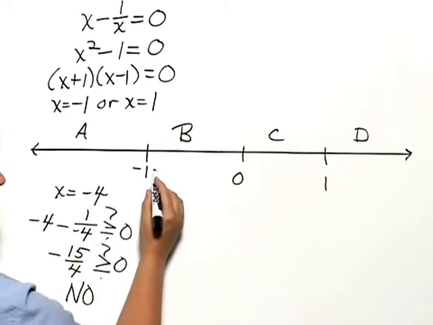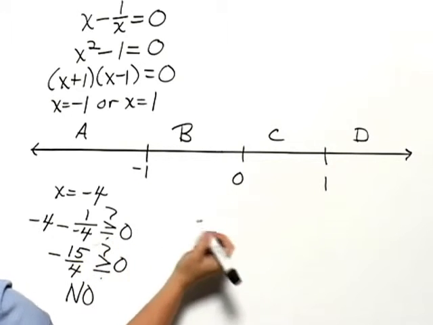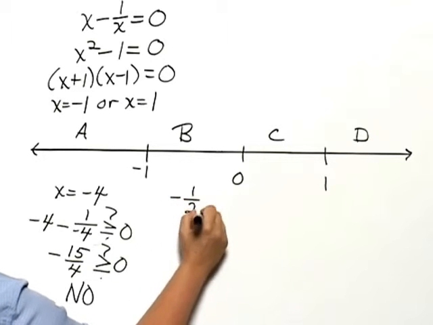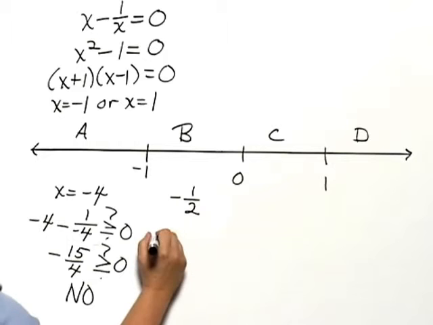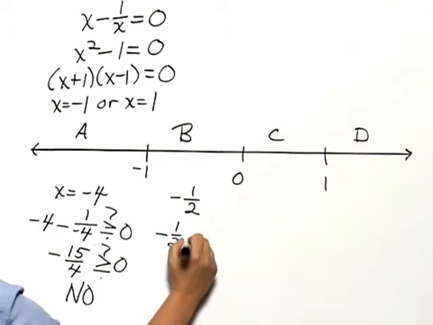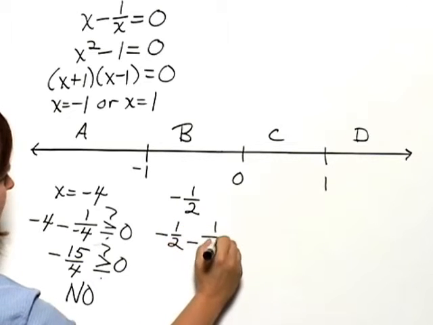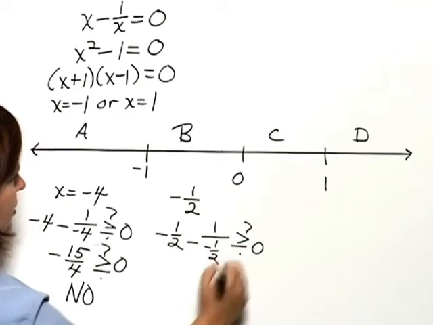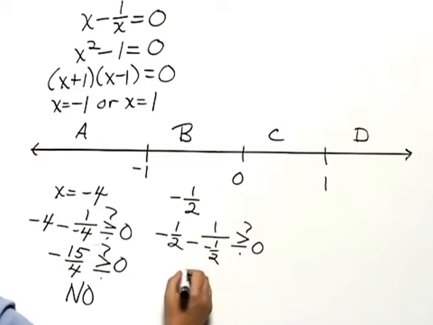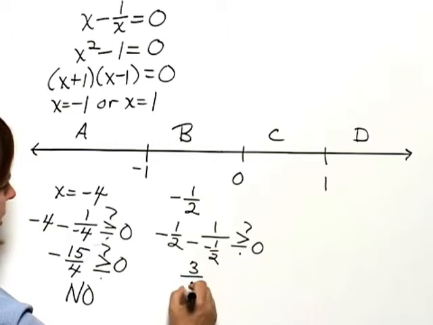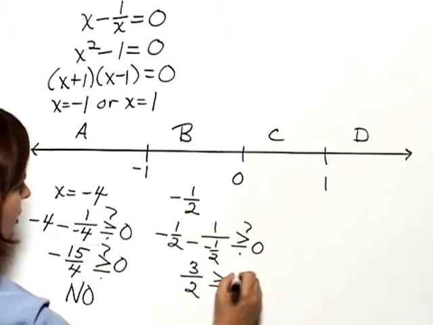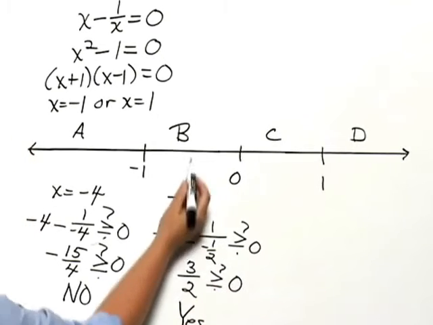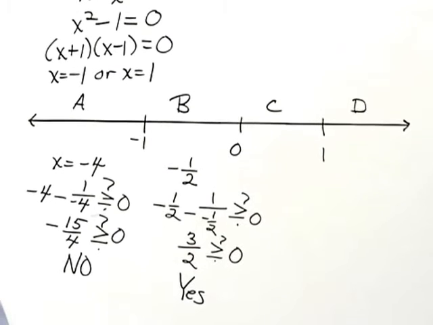Let's try this one, and let's pick a number between negative 1 and 0, and it has to be a fraction. Let's try negative 1/2. X minus 1 over x will be negative 1/2 minus 1 over negative 1/2. Is that greater than or equal to 0? Well, if we simplify here, we get 3. Is that greater than or equal to 0? Yes, it is. So interval B will be part of our solution set.